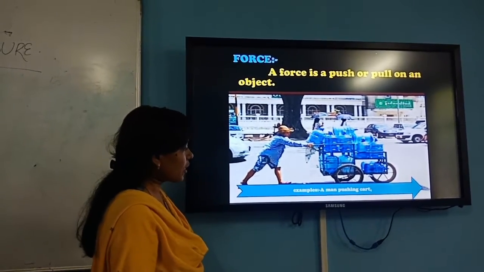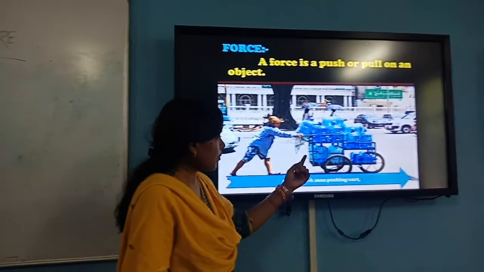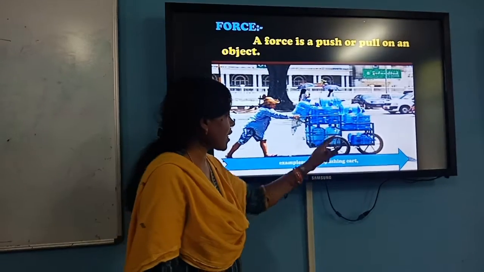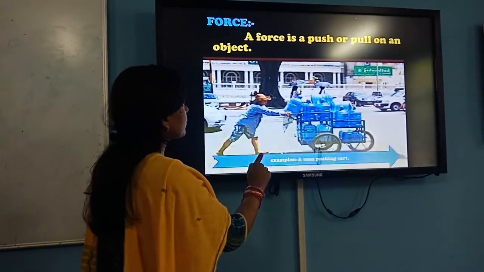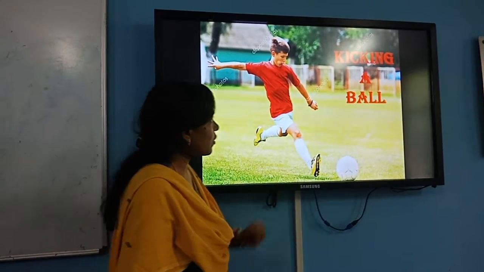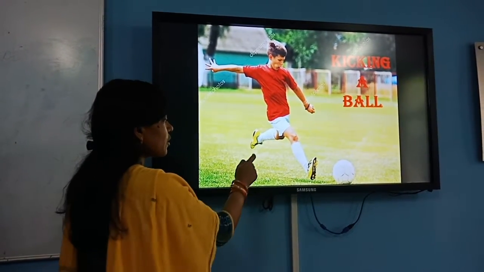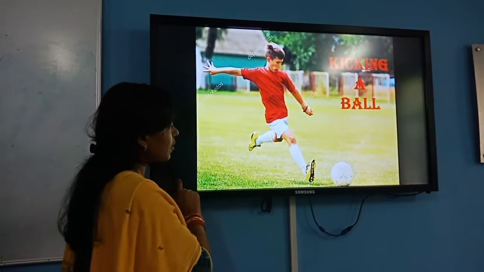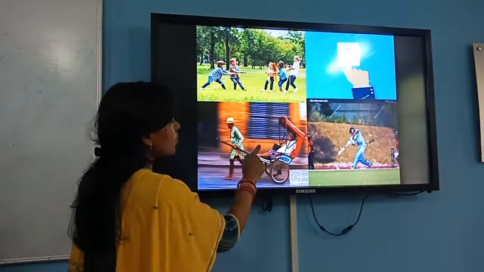Let's see some other examples. The cart is at rest. When the man pushes the cart, it starts to move. When a boy kicks the ball, it starts to move. Kicking the ball means the boy gives force to the ball. So the ball changes its position, it moves.